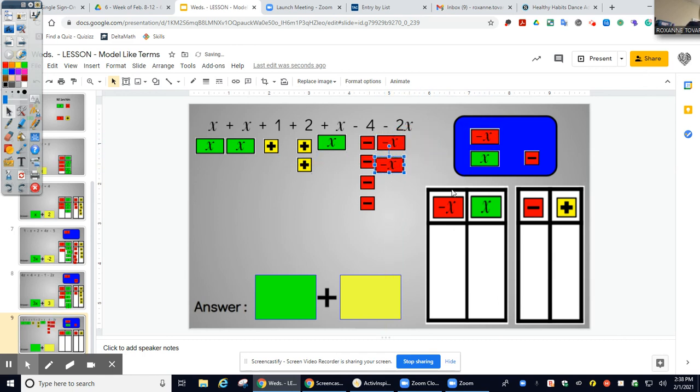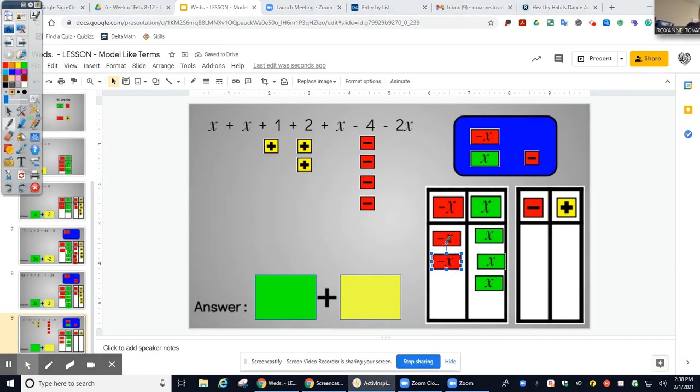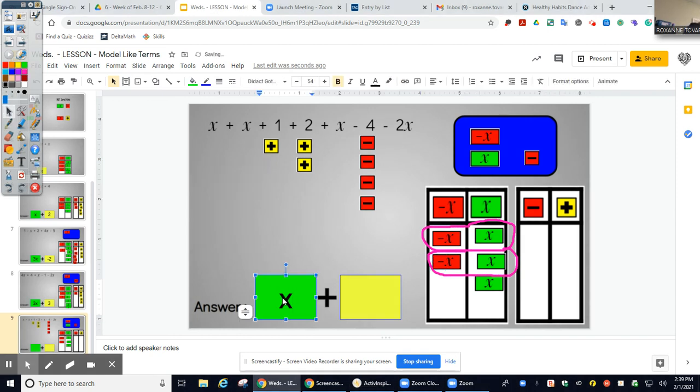Okay, now that I put everything out and modeled it, I'm going to combine everything. So I'm going to put all my green x's here and my negative x's here. So I put everything with an x. So now let's see our zero terms. We have 1 zero pair, 2 zero pairs. So now I have 1 x left. Remember, we can represent 1 x as just x. So I'm going to put x in.